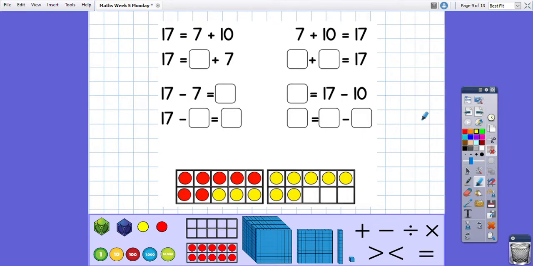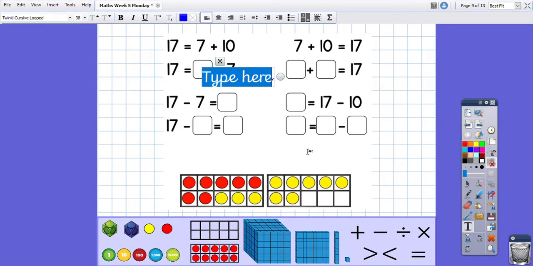Okay, now we've got some more missing numbers for fact families. So I know that 17 equals 7 add 10. So that must mean that that is a 10. I want you to have a go at these, okay? And then come back and see if you have got them correct. So pause the video.